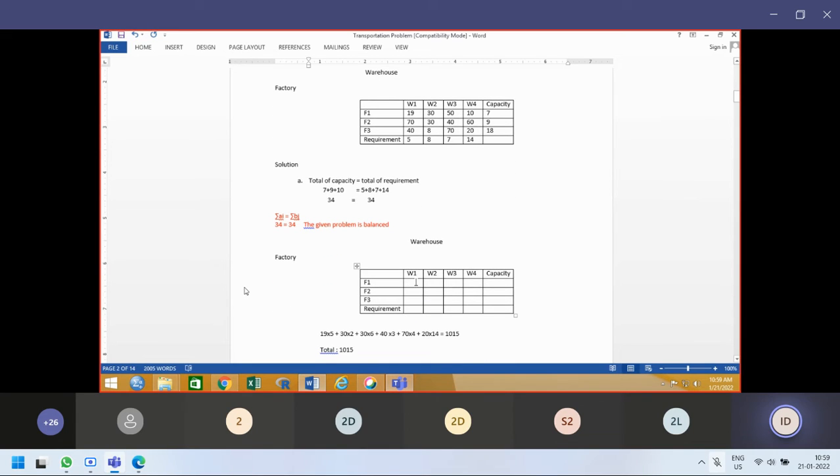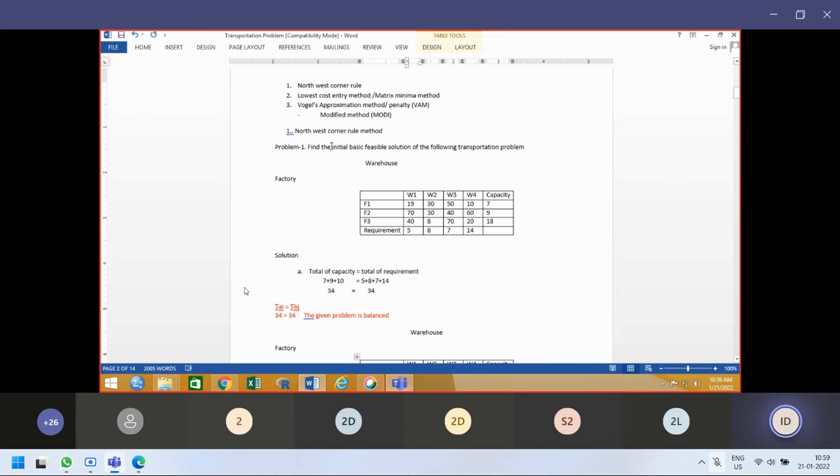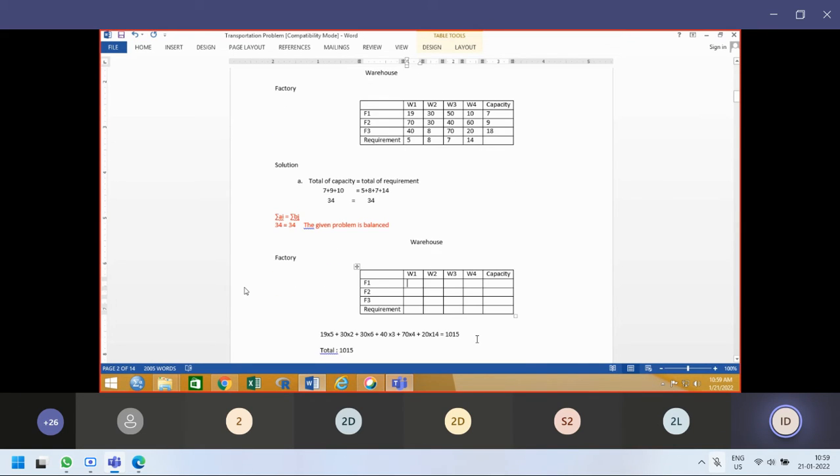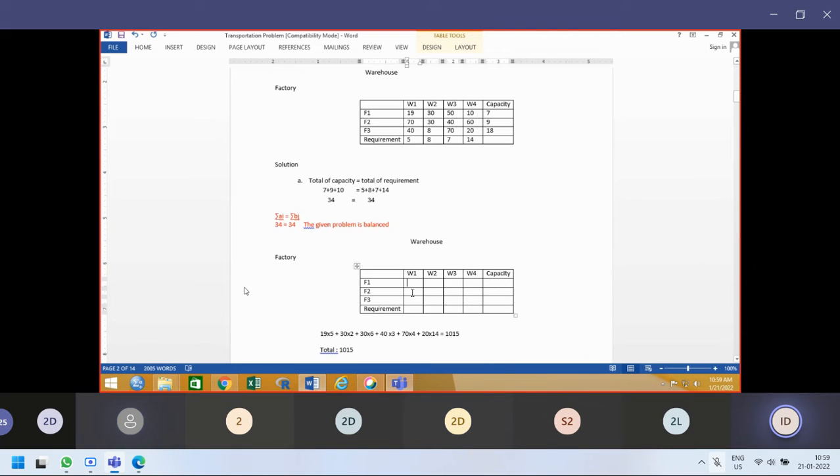Okay, chalo. Now, first method, which method are we applying? Northwest corner rule method. Are all ready with this? Chalo, come on, fast now. We'll apply. The first corner we have to select. This corner we have to select. After selecting this corner, I'll write down here 19.